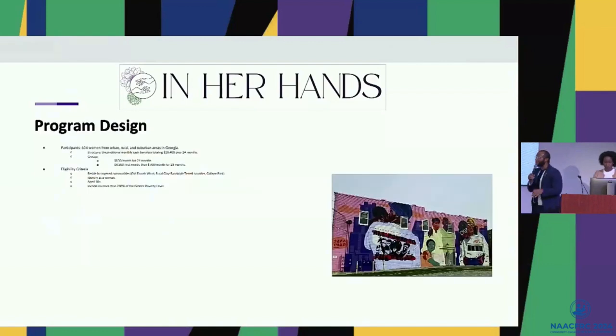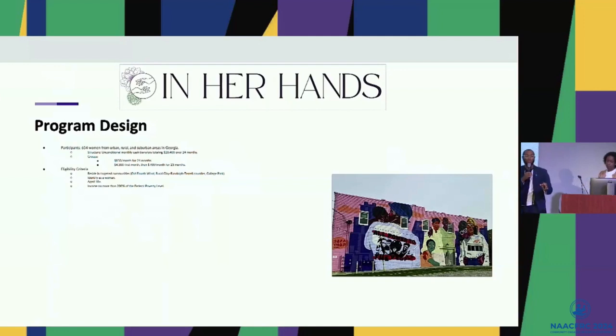Our project design focused on about 654 Black women throughout the Georgia area, Southwest Georgia, College Park, and the Old Fourth Ward. We split our groups into two specific groups. One group received $850 for 24 months, and then we had another group that got a lump sum of $4,300 and then $700 for 32 months.